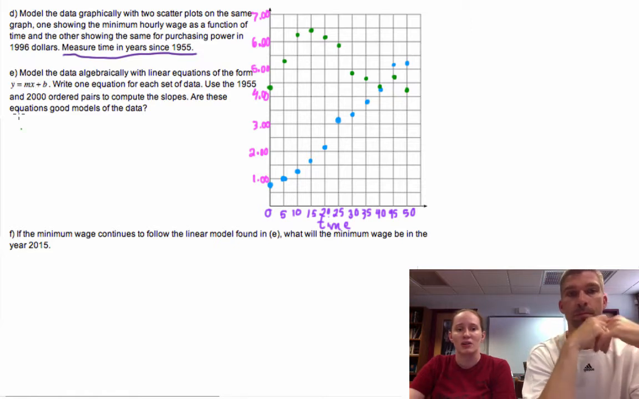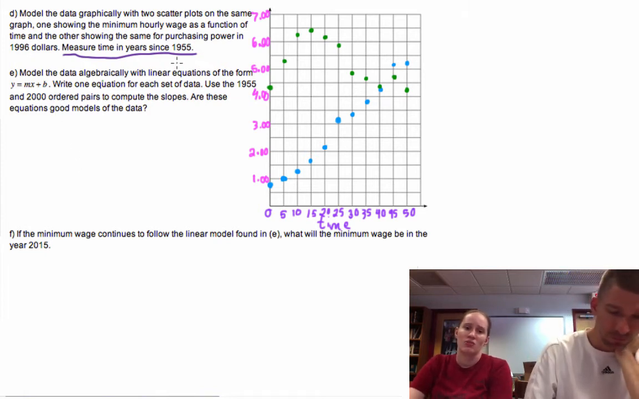So now we're on part C. We're going to model the data algebraically with linear equations of the form y equals mx plus b. You write one equation for each set of data. Use the 1955 and 2000 ordered pairs to compute the slopes. Are these equations good models of the data?